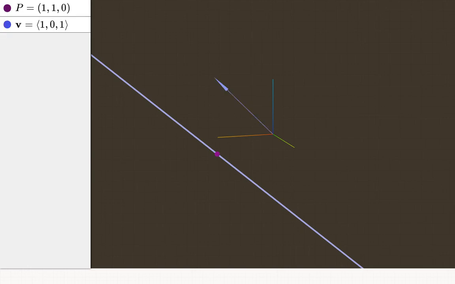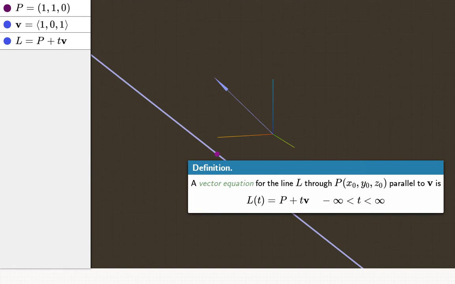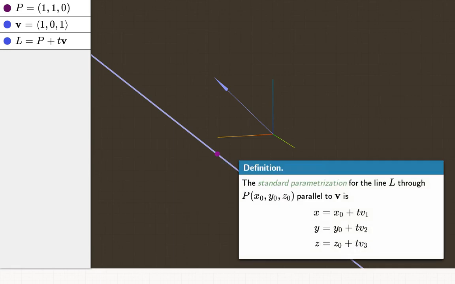So if V is a vector parallel to L, then L is defined by the equation P plus TV, where T ranges over all real numbers. We call this the vector form of the equation. Beware that P and L of T are points, whereas V is a vector. If we unpack this equation, that's equivalent to 3 linear equations for the coordinates x, y, and z respectively.